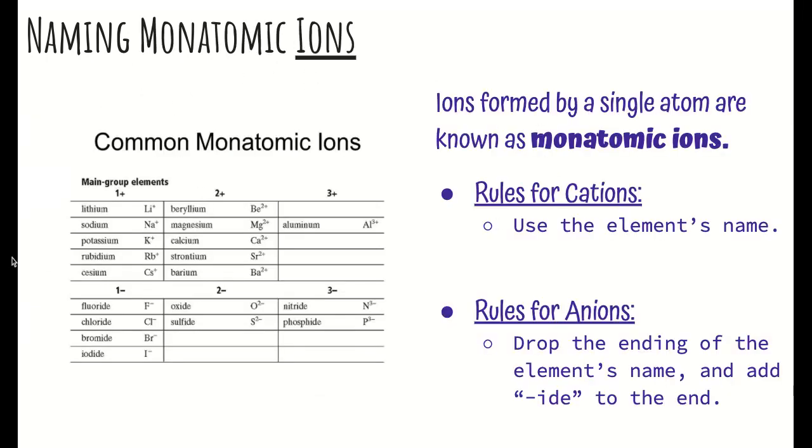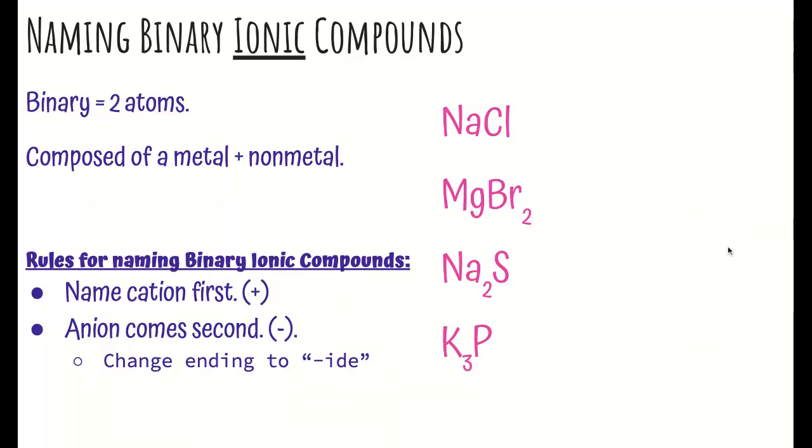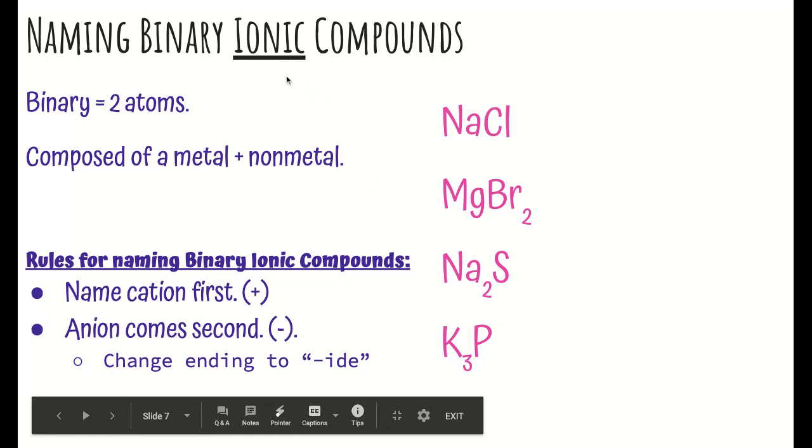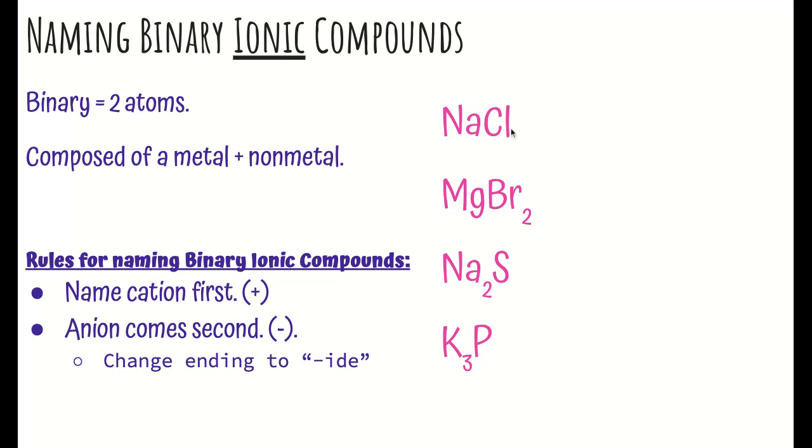If this was a positive ion, it just receives the element's name. And then the anion for these binary ones comes second, and you're changing the ending into IDE. So these are pretty basic as far as naming goes. For this one, you have NaCl, okay?